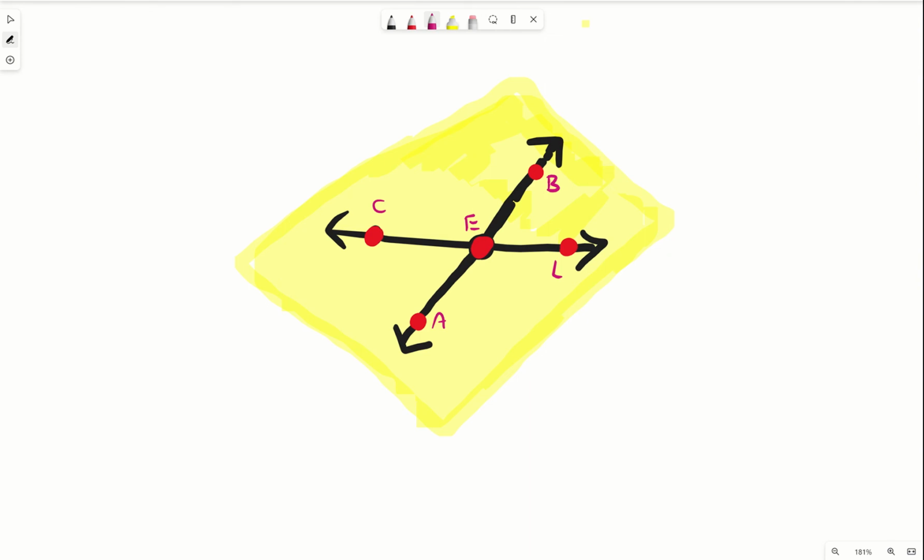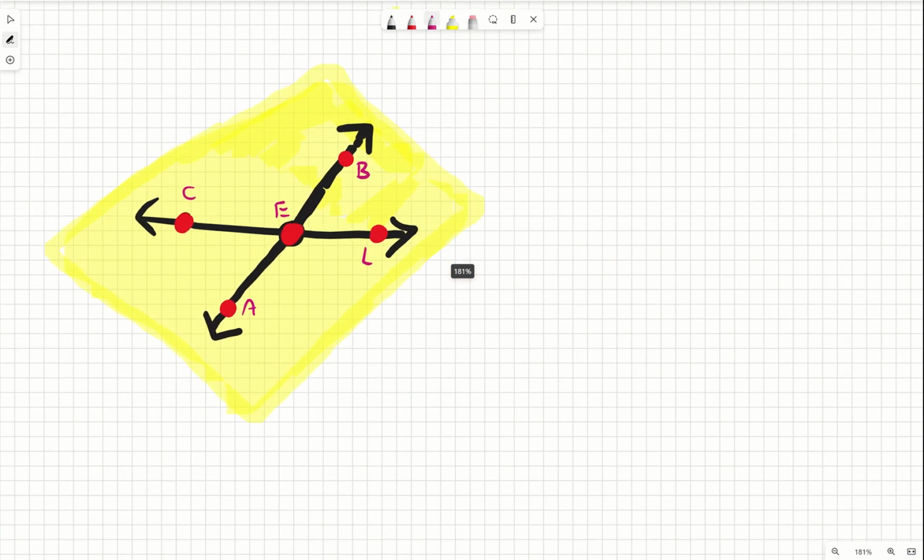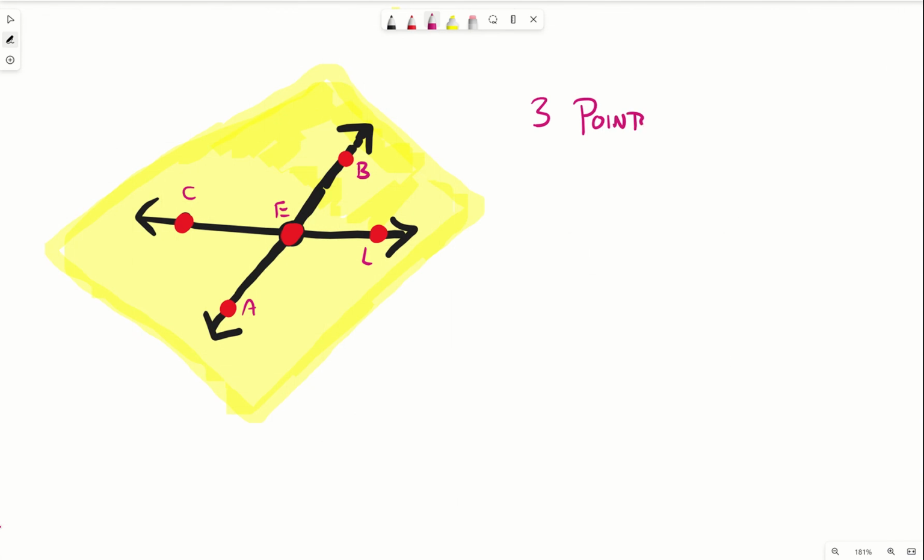Now, if I were to say, all right, give me 3 points. Name 3 points for me from this figure. Well, you could say, oh, point C is a point, or A, or L, or B, or E. All of those are points that exist in our figure. So we could use any of those.